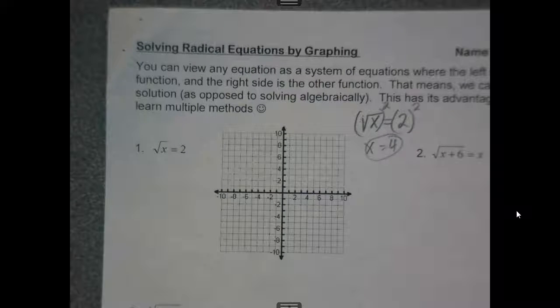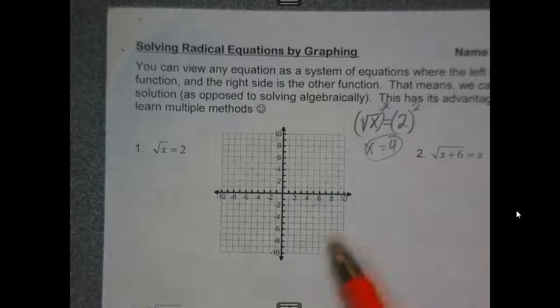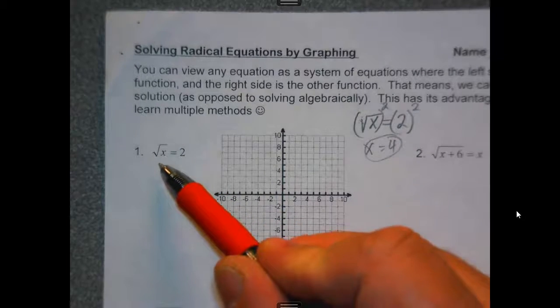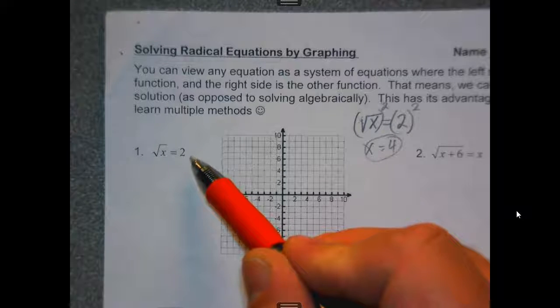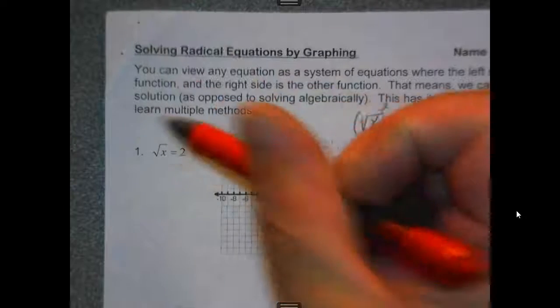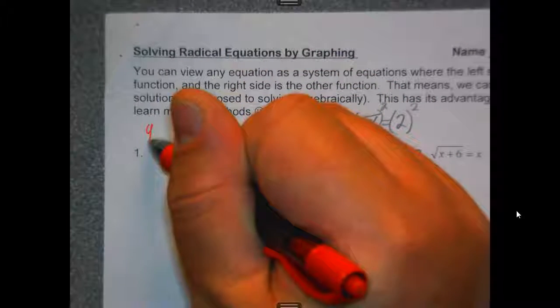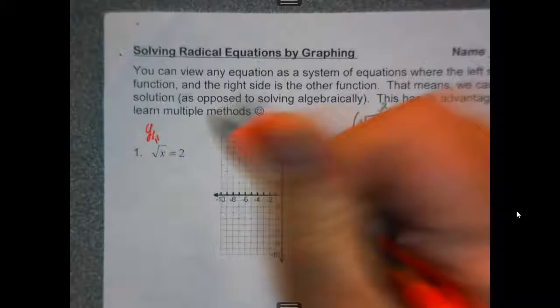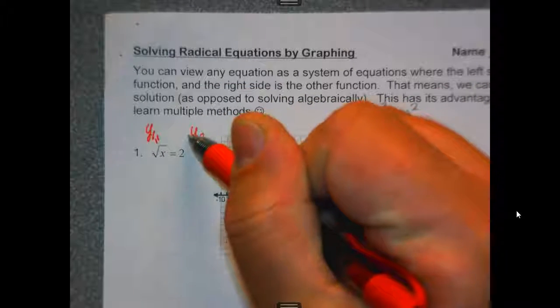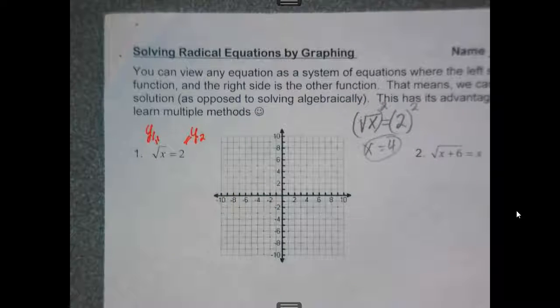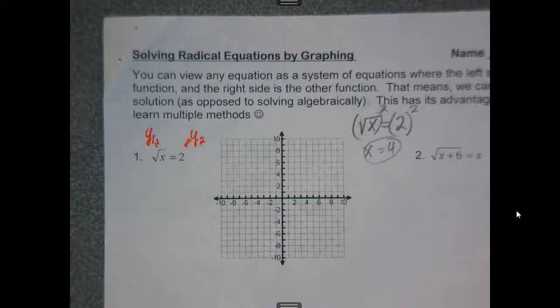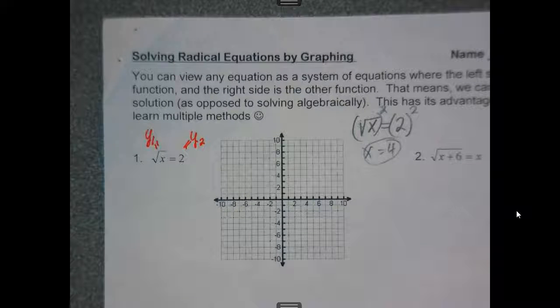Okay, so what we're going to do is each one of these is a function. The square root of x is a function, and the number 2 is a function. We're going to graph each function. We're going to call this graph y1 equals the square root of x. This function is going to be y2, that's going to equal 2. We're going to graph each one, and where they intersect, that's the solution to our equation.